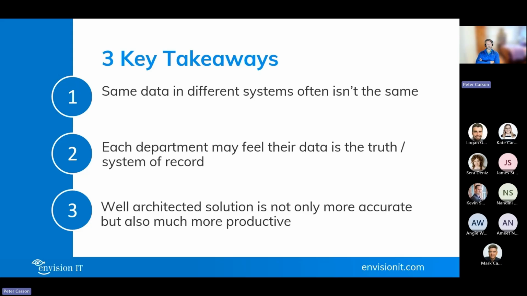So the end goal is a well-architected solution. It's not only going to be more accurate, you're not going to have disconnects that say, oh, HR says the job title is this, and the people card in Microsoft 365 says the job title is that, and they're not the same. So accuracy is obviously really important, but it's also much more productive. And we've seen this internally at Envision IT as we've been streamlining our systems. It's really made a difference from a productivity perspective.